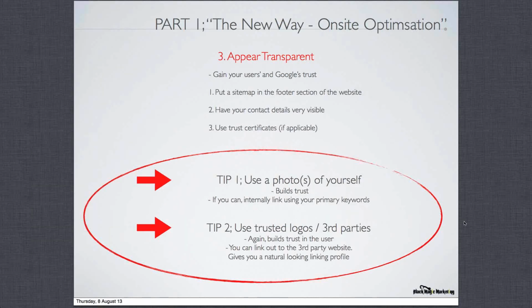Put a sitemap. A sitemap is just a map of your website, so all the pages within it. Google likes those. It makes you appear transparent. Have your contact details very visible, and if you can, use trust certificates.